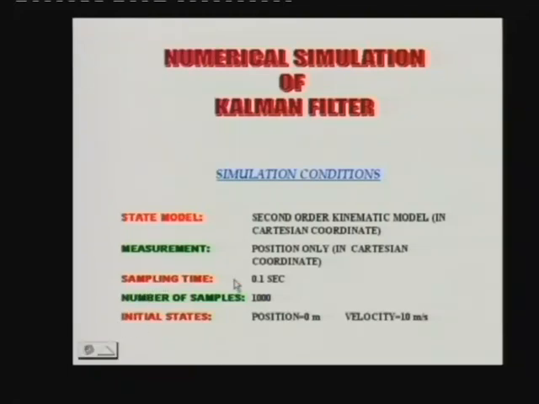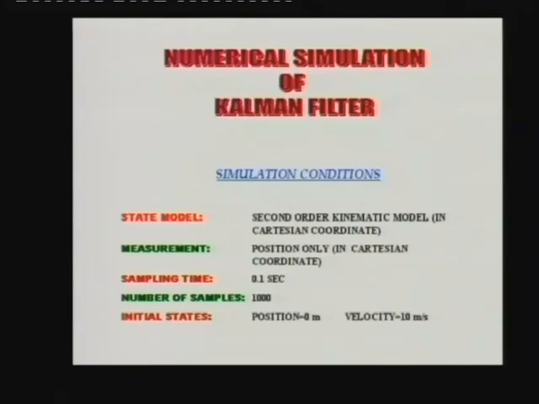The sampling time is 0.1 second. The number of samples for which these simulations were done was 1000, and these are the initial states: position 0 meter and velocity 10 meters per second. So, you can see that it really cannot be an airborne target because the velocity is too small. It can perhaps be a waterborne target or even any other moving target.